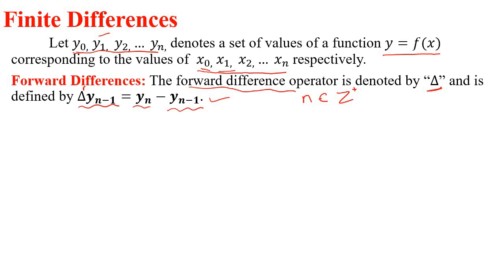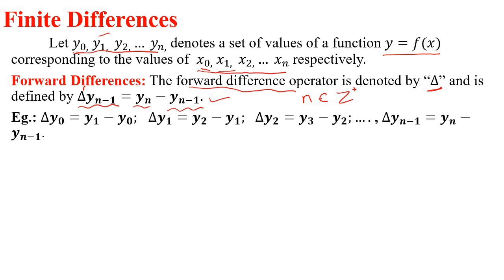For example, when you replace n is equal to 1 here, this expression reduces to delta y0 is equal to y1 minus y0. So this is the definition of the first order forward difference of the first entry. Similarly, when I take n is equal to 2, this expression reduces to delta y1 is equal to y2 minus y1. So this represents the first order forward difference of y1. Similarly, we can define for the second and third entries y2 and y3, etc.